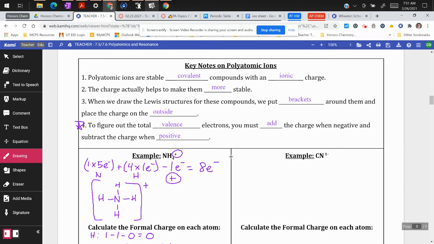We have CN minus. Sometimes my screen glitches out, I apologize. Problems with using a touchscreen device. All right, so 4 valence electrons for carbon.